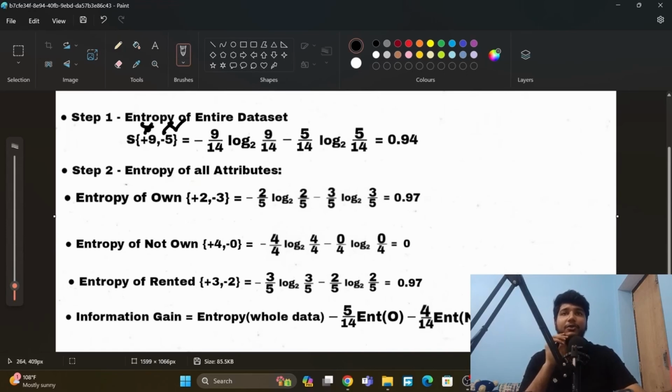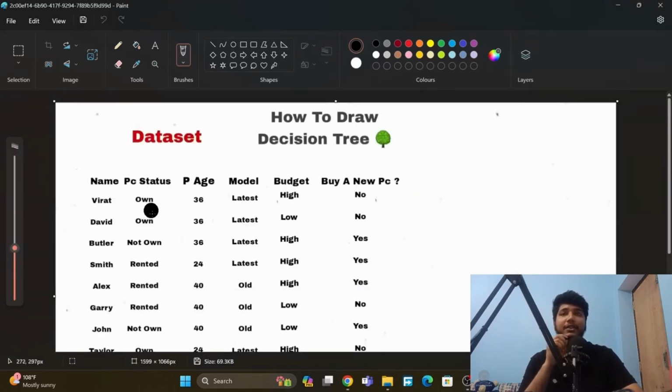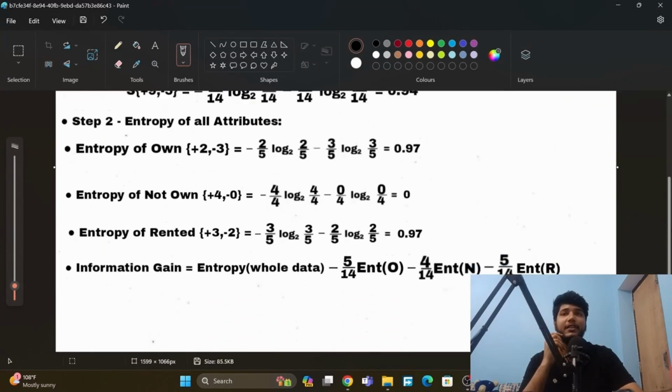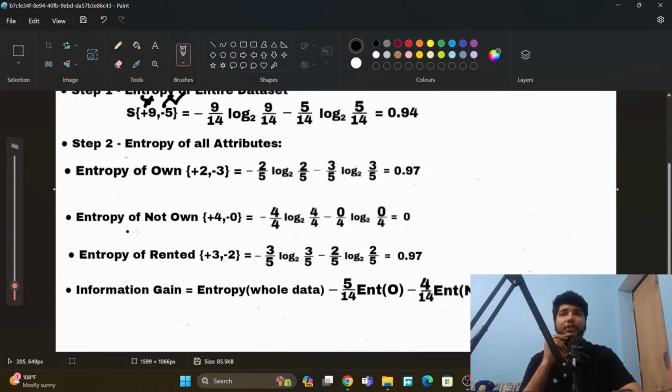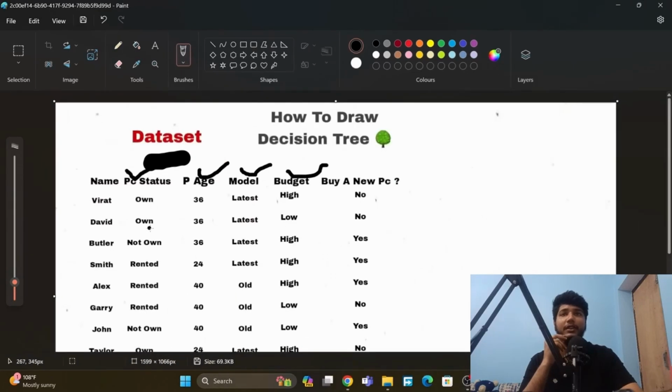Okay, and second, at step 2, we have to calculate the entropy of all attributes, the entropy of all the values which we have in the data set. So first we are calculating for PC status. This first entropy we are calculating for this. Second we will do for this, third we will do for this, and fourth we have to calculate for each of the following. So here we are doing PC status. These are all the values: entropy of on, entropy of not on, entropy of rented. So here is on, not on, rented.